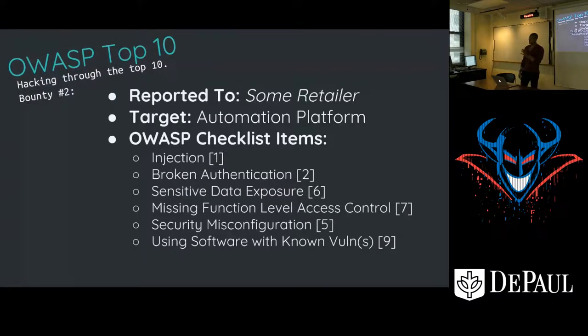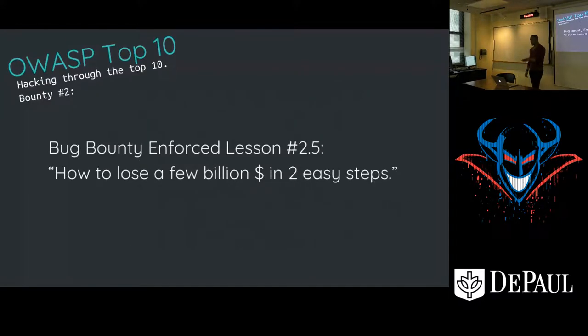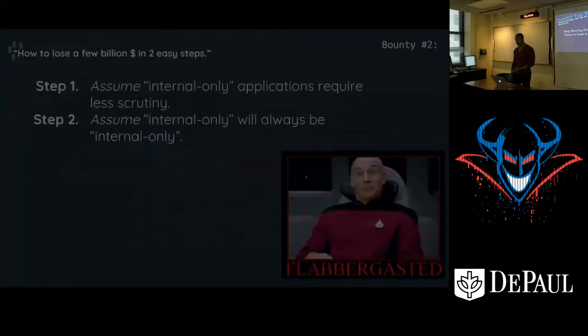So this vulnerability is reported to some retailer. The target was an automation platform that some of you may know. And these are the checklists that it kind of goes off, right? And I'm gonna say lesson number two is how to lose a few billion dollars in two easy steps. This corporation is worth billions and billions of dollars. It's a very large corporation. One bit of overlooking something, or making some negative or detrimental assumptions, can lead you to losing a lot of money, right?